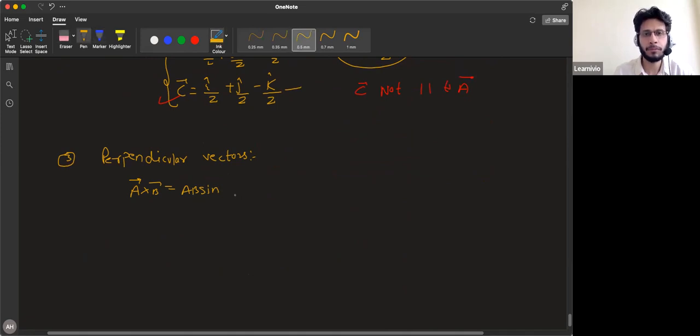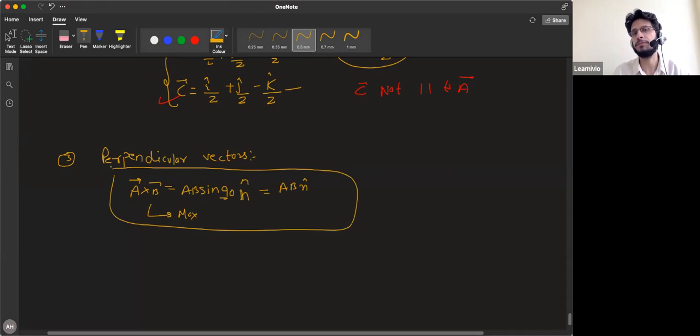When theta was 0, the cross product is 0. Here, it is maximum when theta is 90 degrees. So this is the maximum value of the cross product. You can simply write this as AB. So this is the case when your cross product is maximum.